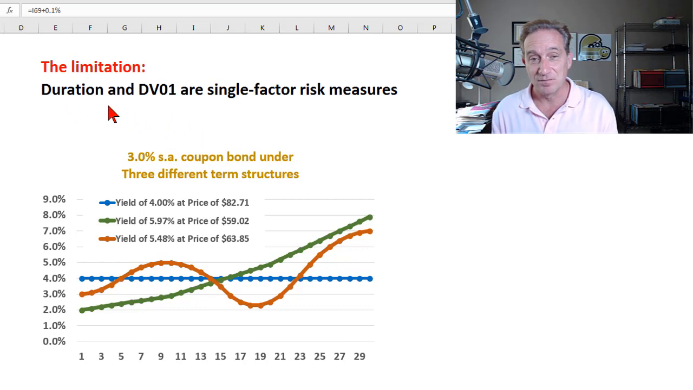Recall they are duration and DV01, that's dollar value of a basis point, also called price value of a basis point. I think PVBP is a little more intuitive, right? That's the dollar change that would be implied by a 1 basis point shift in the yield. So those are the measures that we've been studying, and they are single factor risk measures. And as single factor risk measures, they are convenient. Their key limitation, however, is that they implicitly assume a parallel shift in the term structure, right?